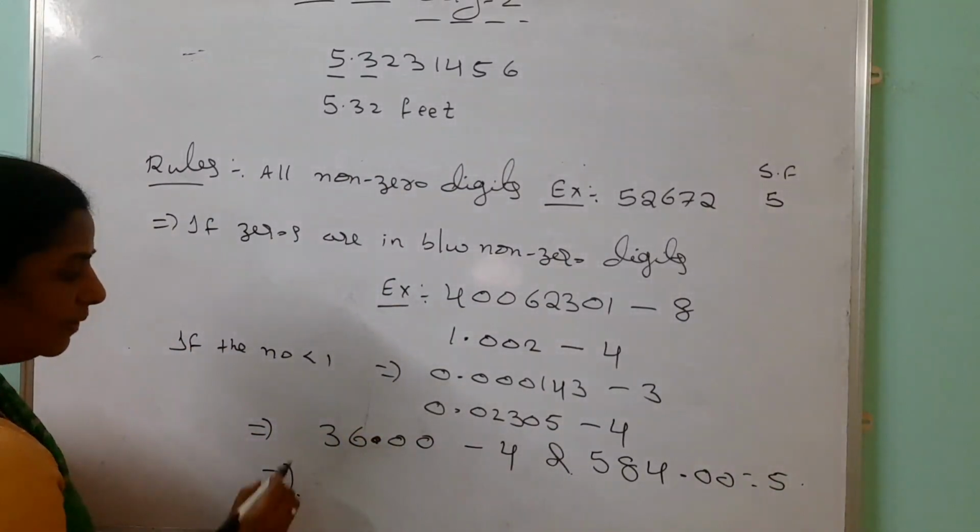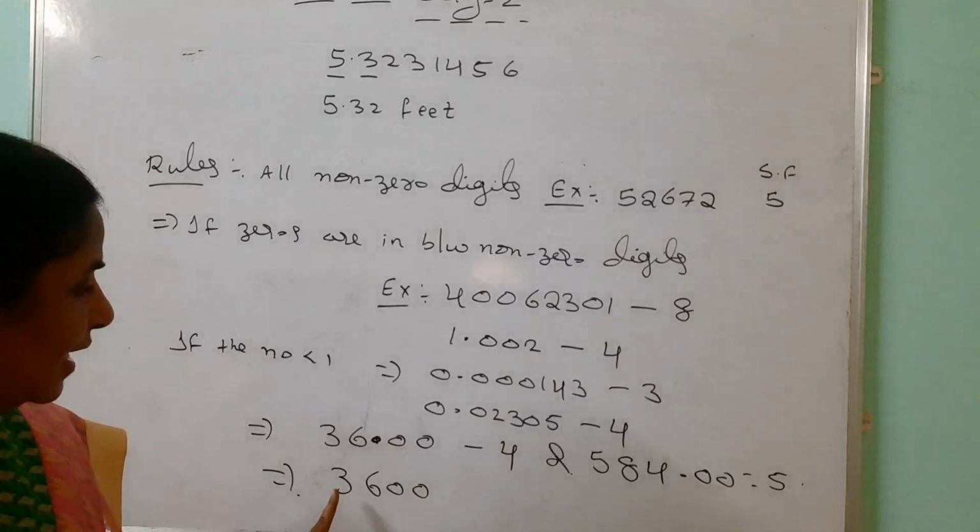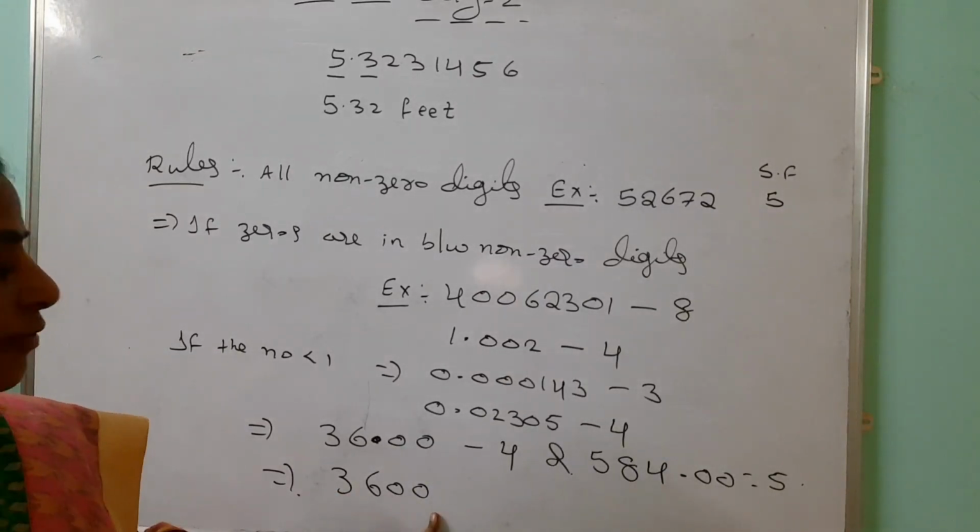And one more example, look here, 3600 I am writing. Here generally what do you say? You can say 1, 2, 3, 4. It's not right.